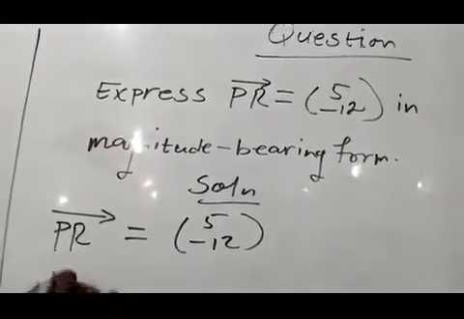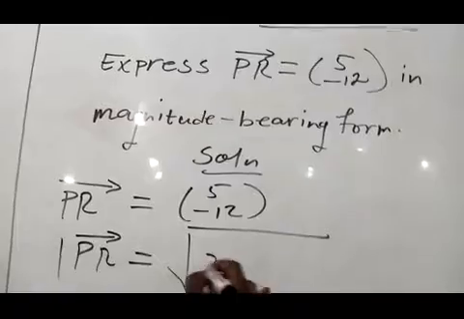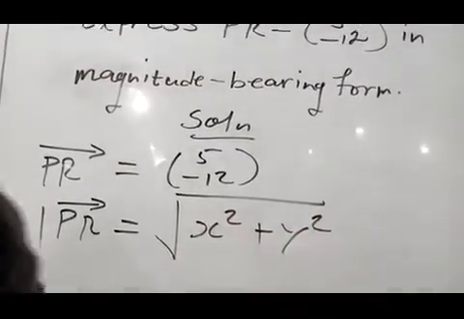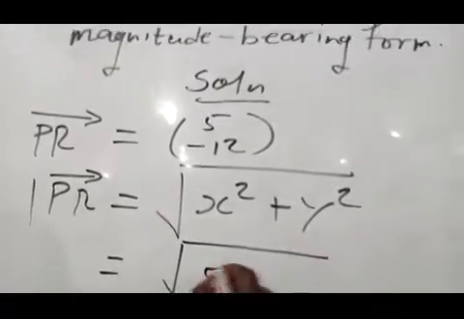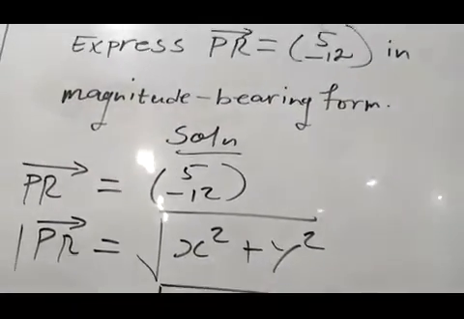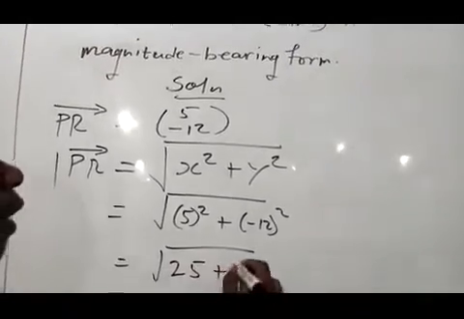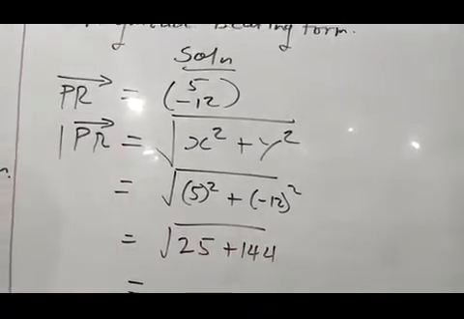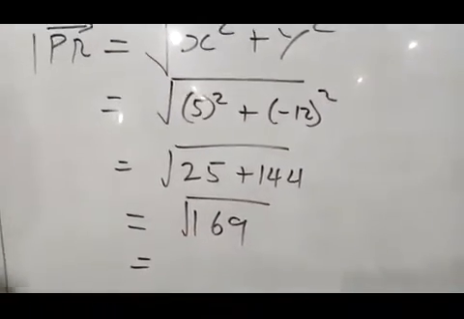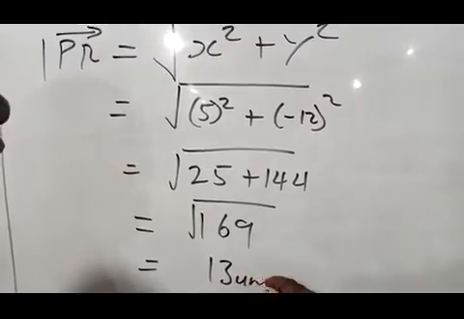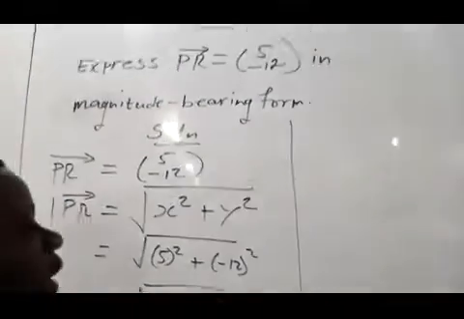So we say that the magnitude of PR is given by the square root of x squared plus y squared. Now this gives you 5 squared plus minus 12 squared. So this gives you 25 plus 144, and this is going to be 169. That is equal to 13 units. Now let's look at the bearing part.